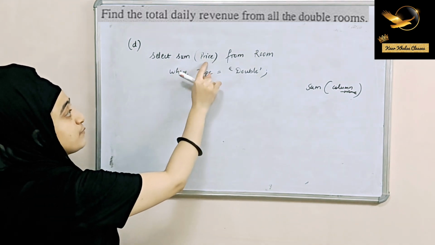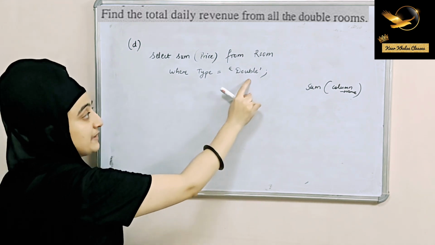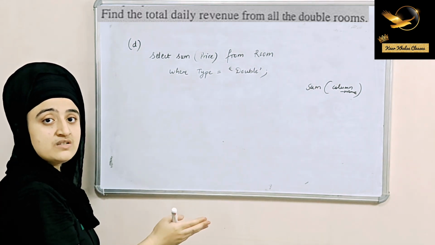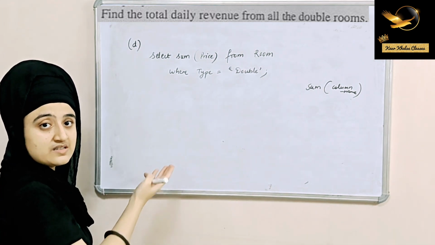So select sum price from which table? From room table, where type is equal to double. It's already mentioned in the question that room type should be double. So I hope this part is also clear. It's the simpler one.